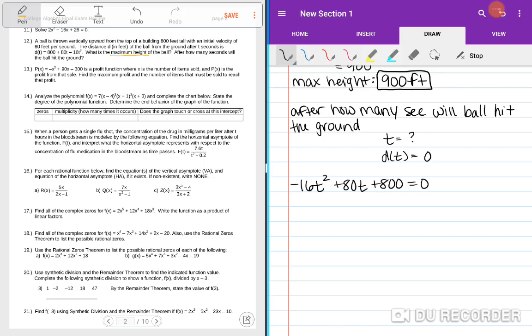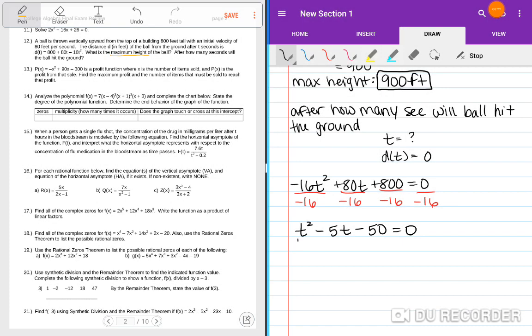Okay, now that it's equal to 0, if I have a common factor here, which I think I do, I think everything is divisible by 16. Yeah, it looks like it is. So if I divide everything by negative 16, that will make everything a lot easier. Of course, make sure you do it on both sides. Here we're going to get positive t squared minus 5t minus 50 equals 0.